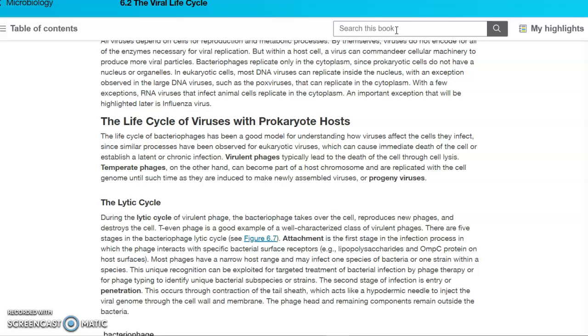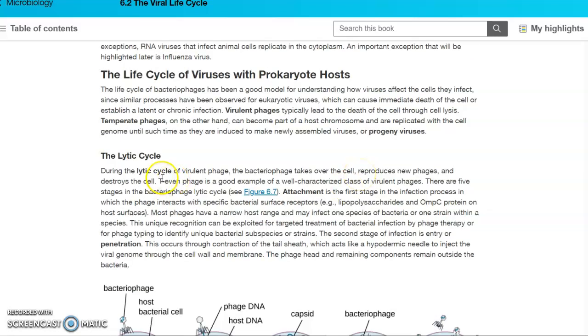Now, when we look at bacteriophages, we have a couple of different types, virulent phages and temperate phages. Virulent phages typically are going to cause the cell to die because they're going to cause lysis, or a rupture of the cell so that all of those new viral particles can escape. Temperate phages do not typically do that. They can become part of the host's chromosome, and every time the host replicates, it includes a copy of that viral genome as well. So in the lytic cycle of the virulent phage, so we're going to look at the virulent phage that causes lysis.